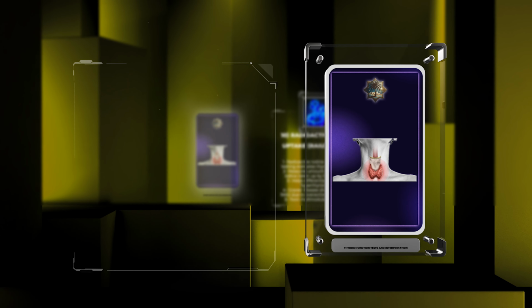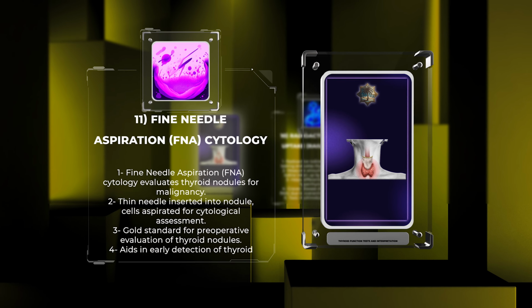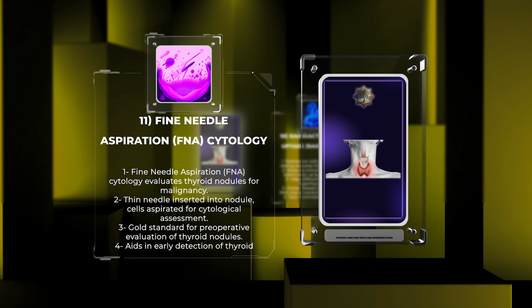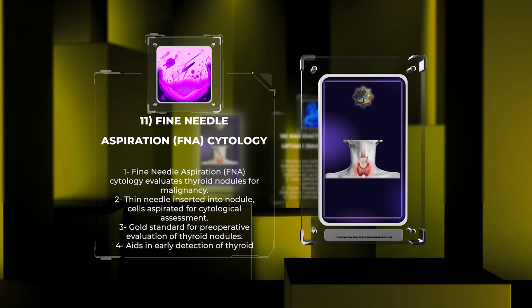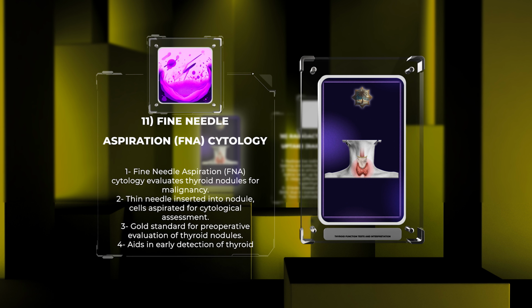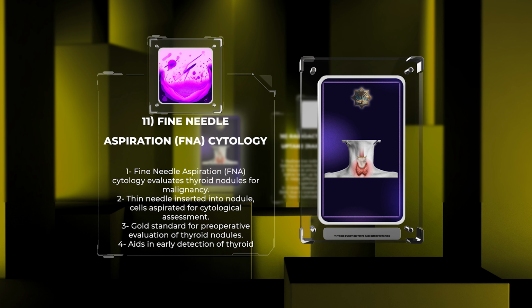Fine needle aspiration, FNA, cytology is a minimally invasive procedure performed to evaluate thyroid nodules for the presence of malignancy. During FNA, a thin needle is inserted into the nodule, and cells are aspirated for cytological assessment. These cells are then examined under a microscope to determine if they are benign or malignant. FNA cytology has become the gold standard for preoperative evaluation of thyroid nodules, aiding in the early detection of thyroid cancer and guiding appropriate surgical management.